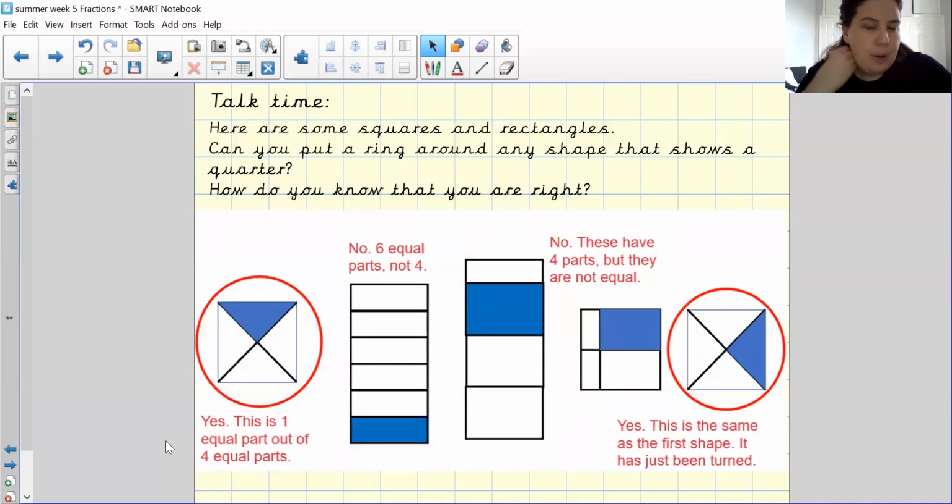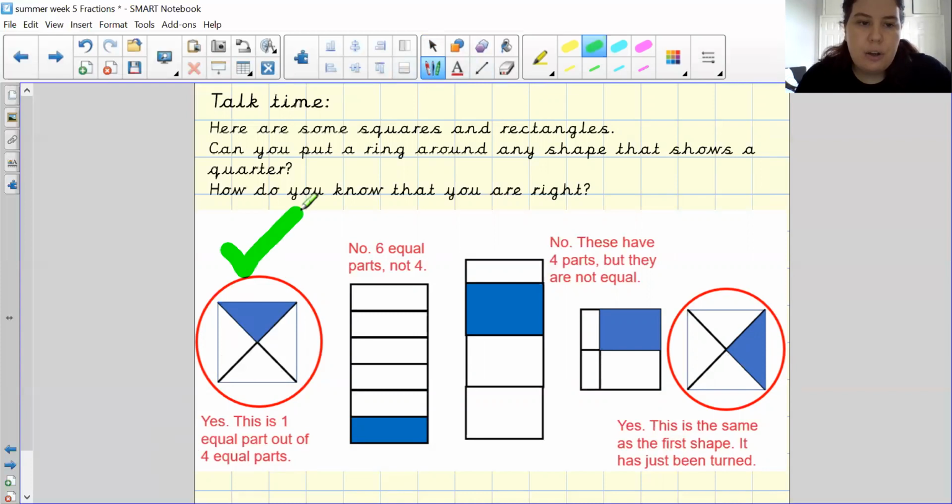So by looking at each of these, we are going to begin with the first one. I have circled the first one and said, yes, this is 1 equal part out of 4 equal parts. So each of my parts are 4 and each one is equal. So that's why I know that it is correct. Let's look at the second one.